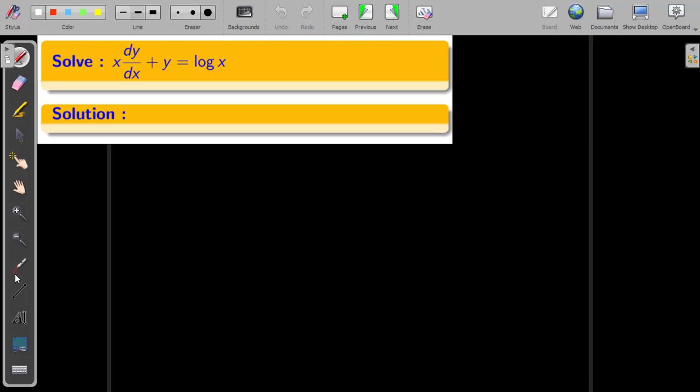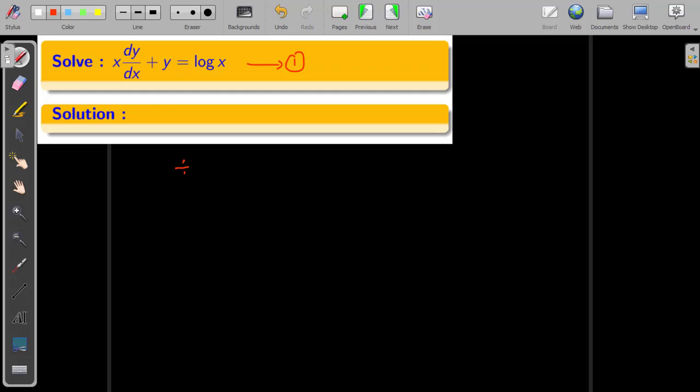If you observe this equation: solve x times dy by dx plus y equal to log x. Let us mark it equation number 1. First, we need to make it standard form by dividing by the coefficient of dy by dx, which means we need to remove this x. This is not required for every problem. Some problems are already given in standard form, so there is no requirement to divide. Here we need to divide both sides by the coefficient of dy by dx.